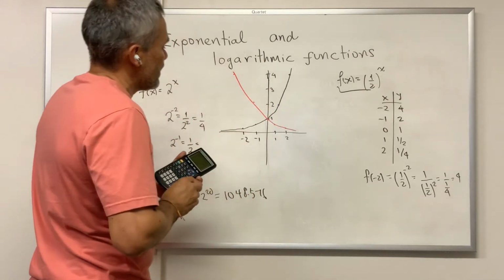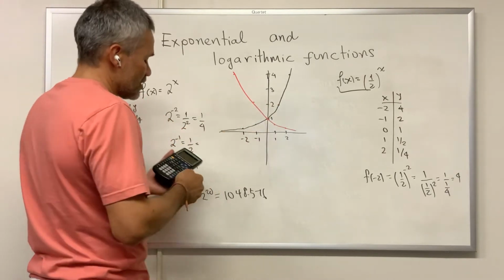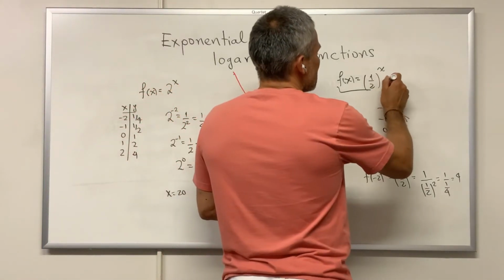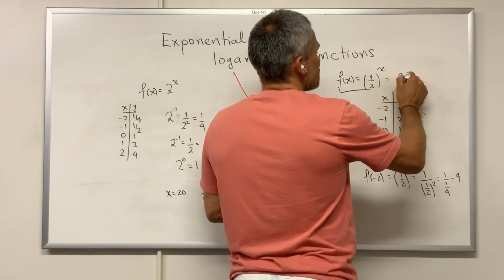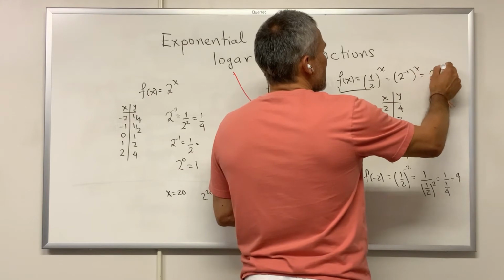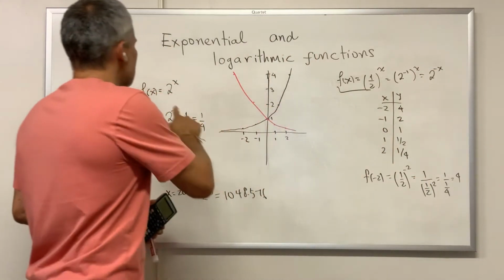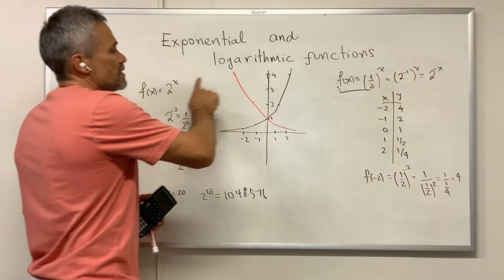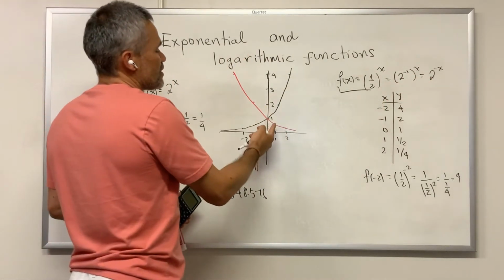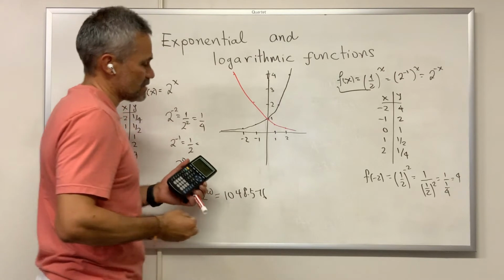Actually, we can see that one graph is a reflection of the other, and that's not a coincidence. The reason is that this can be written as 2 to the negative 1 to the power of x, and this is 2 to the negative x, which means that this function is essentially the other one when we replace x with negative x, and for that reason it is the reflection across the y-axis.